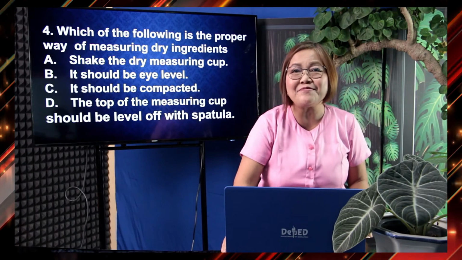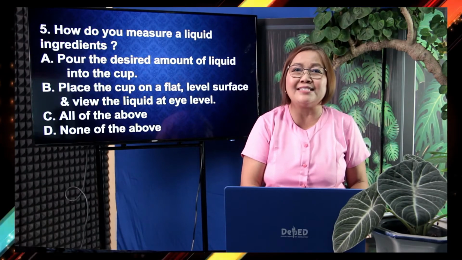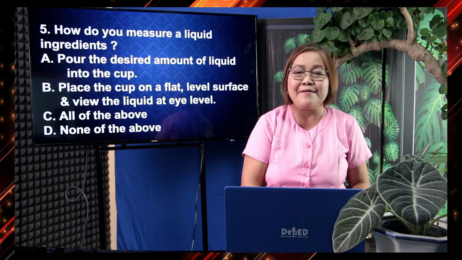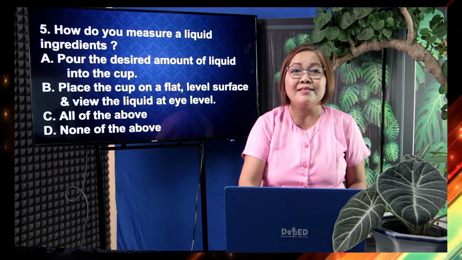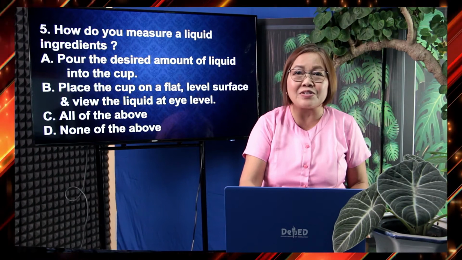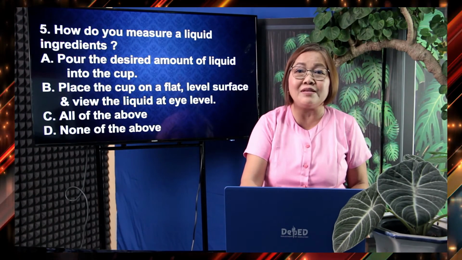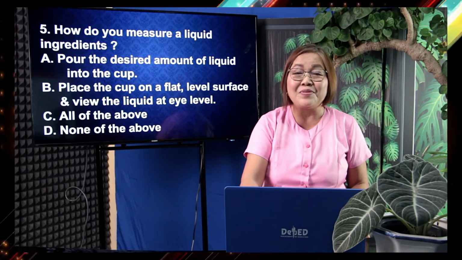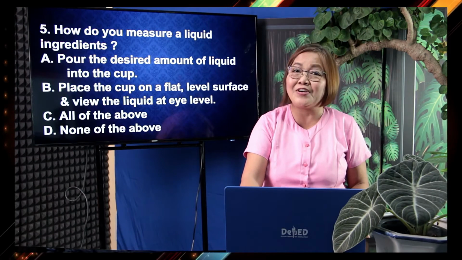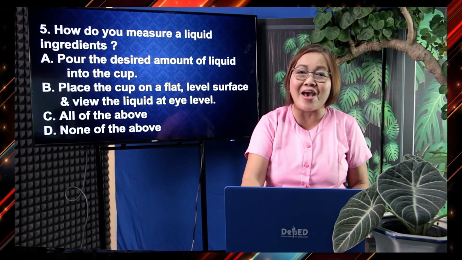Next, number 5. How do you measure the liquid ingredients? A. Pour the desired amount of liquid into the cup. Letter B. Place the cup on a flat and level surface and view the liquid at eye level. Letter C. All of the above. Or letter D. None of the above. Time starts now.